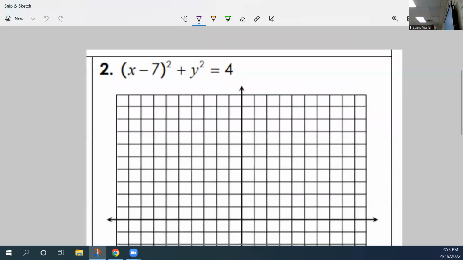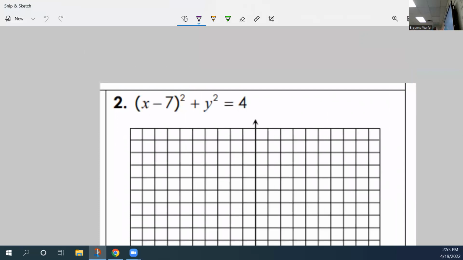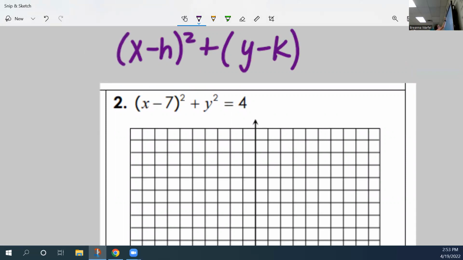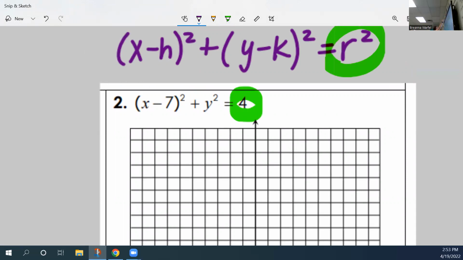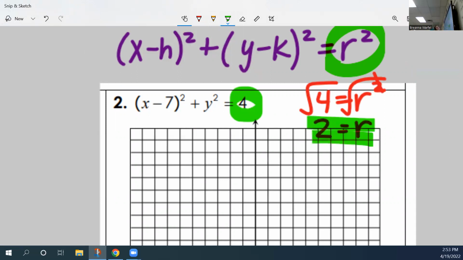All right, so first things first, we need to compare what you're given to the standard form. Once again, I think the radius is the easiest part to start with. So you know 4 is equal to r squared. So if you take the square root, you know that your radius is 2. Be careful there. A lot of people think the radius is 4. They forget to do that step.